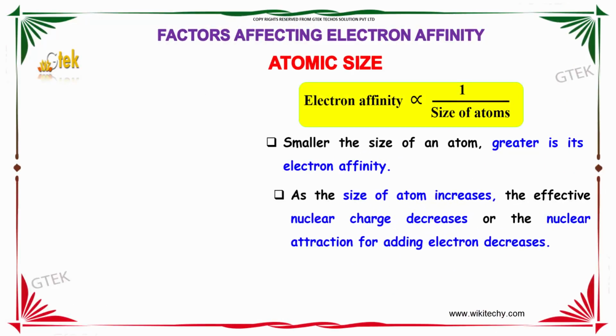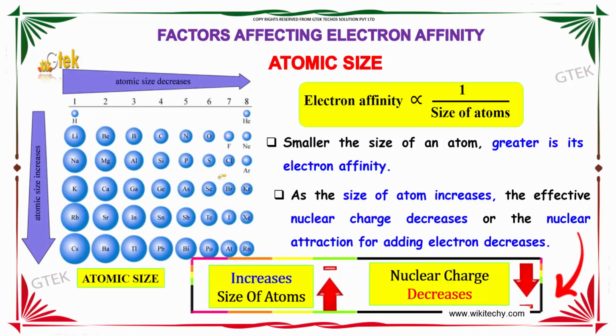Let's talk about the factors affecting the electron affinity. You are able to see that here the atomic size decreases and here the atomic size increases. Electron affinity is inversely proportional to the size of the atom. The smaller the size of an atom, the greater is the electron affinity. As the size of the atom increases, the effective nuclear charge decreases, or the nuclear attraction for adding an electron decreases. So the electron affinity is inversely proportional to the size of the atom.